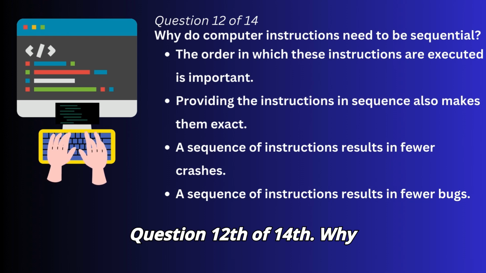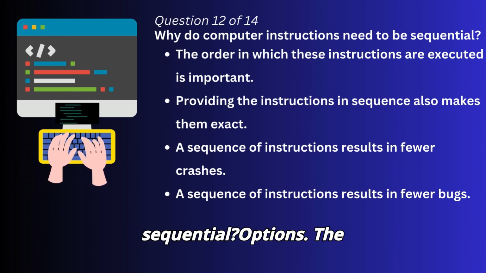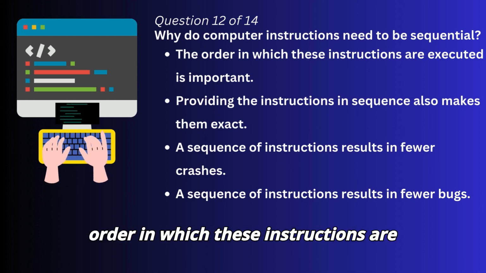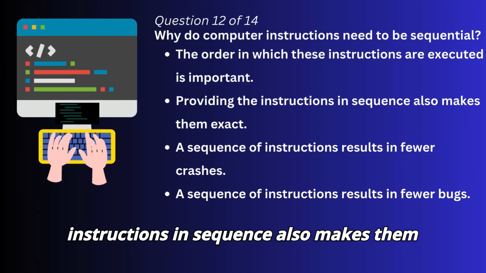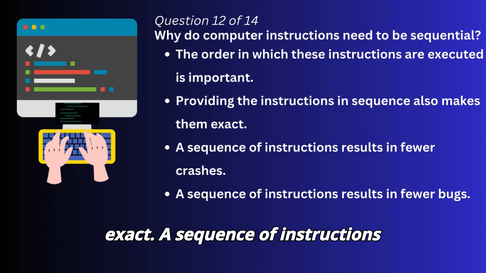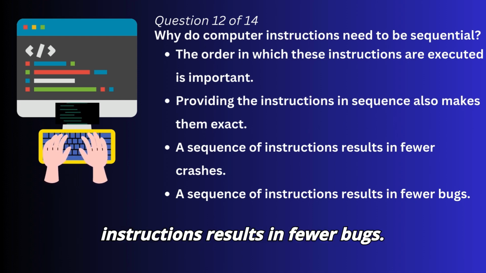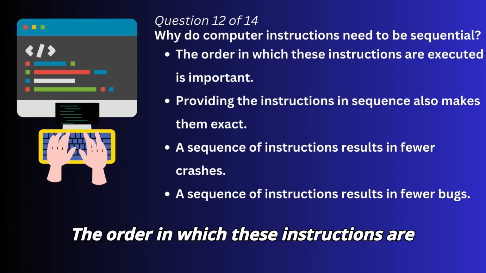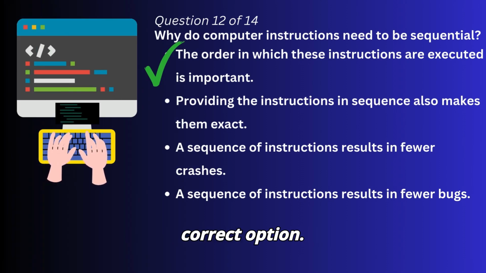Question 12 of 14. Why do computer instructions need to be sequential? Options: the order in which these instructions are executed is important. Providing the instructions in sequence also makes them exact. A sequence of instructions results in fewer crashes. A sequence of instructions results in fewer bugs. The order in which these instructions are executed is important is the correct option.